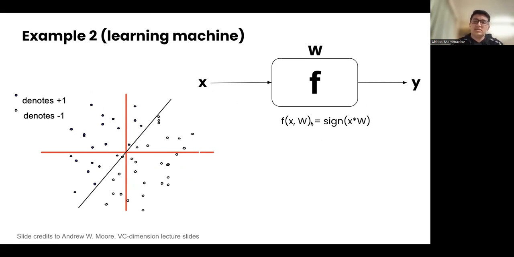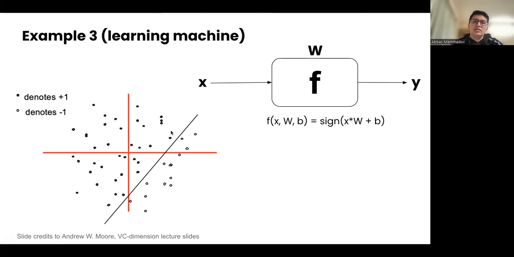As we can easily guess, it is just some basic line which is passing through the origin and dividing the plane into two parts. And then we can consider another learning machine. We can combine the first two examples somehow. And here in this case, we have three learnable parameters, two in the vector w and one in the b. b is just a scalar value.